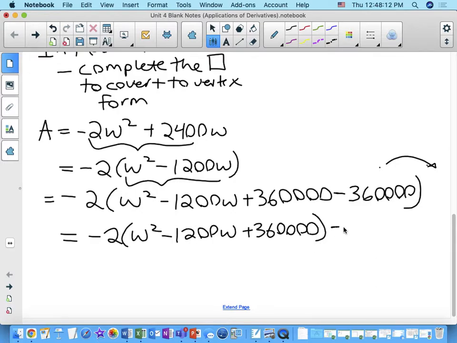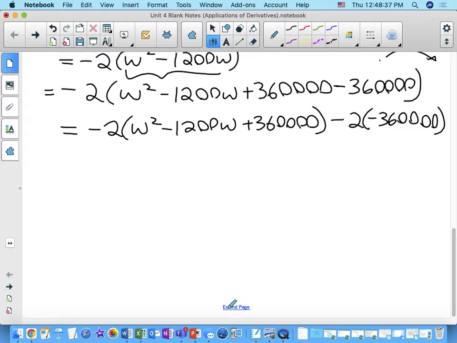And then minus 2 times negative 360,000. There we go. Okay, so that's how I would remove that last term from the bracket. I have to distribute that multiplication of negative 2. Okay, now I can kind of simplify a little bit. This can now be factored. This is now a perfect square trinomial. This is now negative 2 times w minus 600 squared.